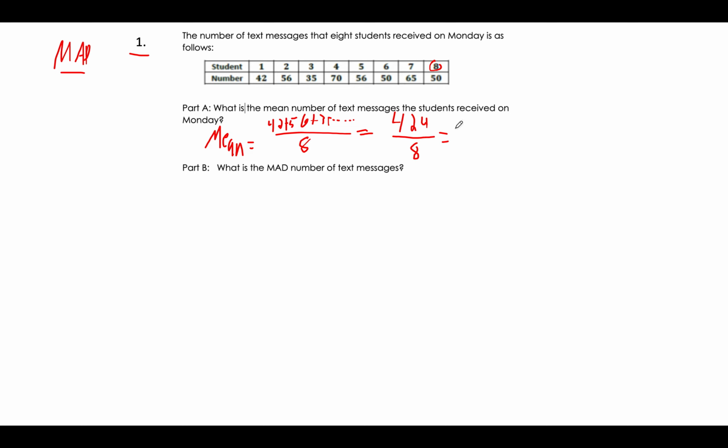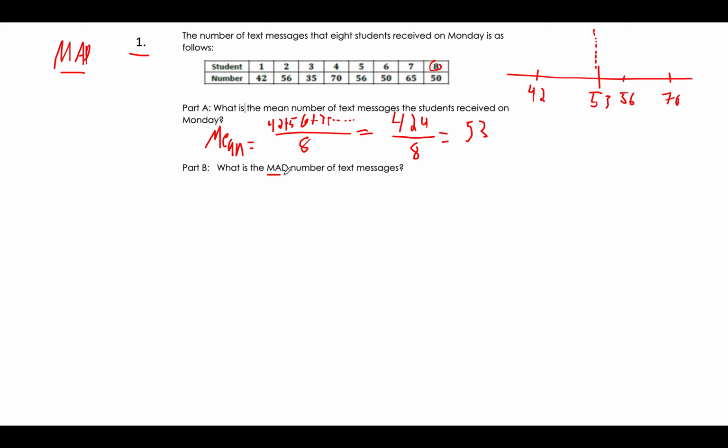And we're going to get the mean, or the average number of texts received by students on Monday, is going to be 53. That means that on average, we have students receiving 53 texts. Some of them are going to receive more, some are going to receive less, but on average, it's going to be 53. If we made a little dot plot here, if we had our average right here, we would have, say, 42 here, we would have 56 up here, we'd have 70 all the way up here, stuff like that.